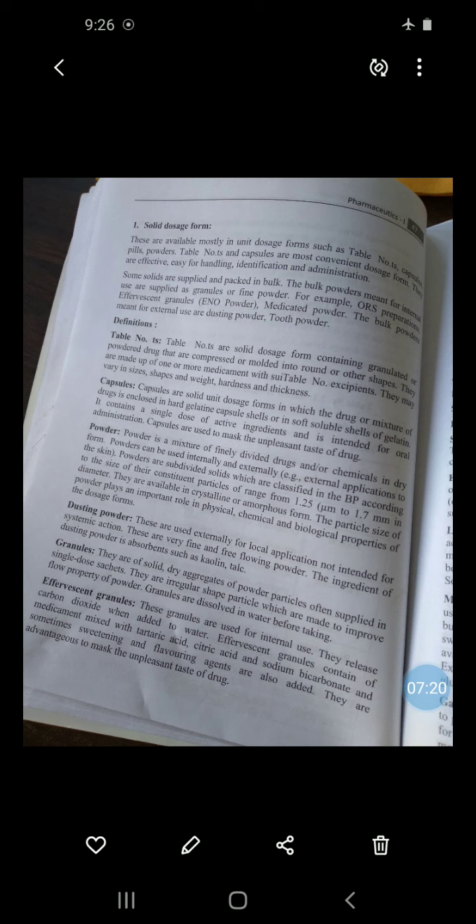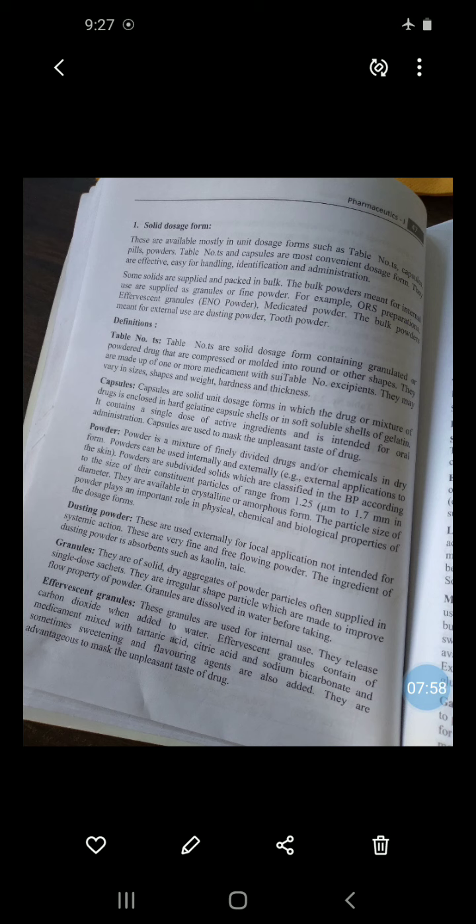First, solid dosage form. What is solid dosage form? These are available mostly in unit dosage form. Unit means single dosage form. For example, tablet, capsule, pills, or powder. From that, the tablet and capsule are the most convenient and mostly used dosage forms. Why are they mostly used? Because they are effective, easy for handling, easy for identification, and also easy for administration.